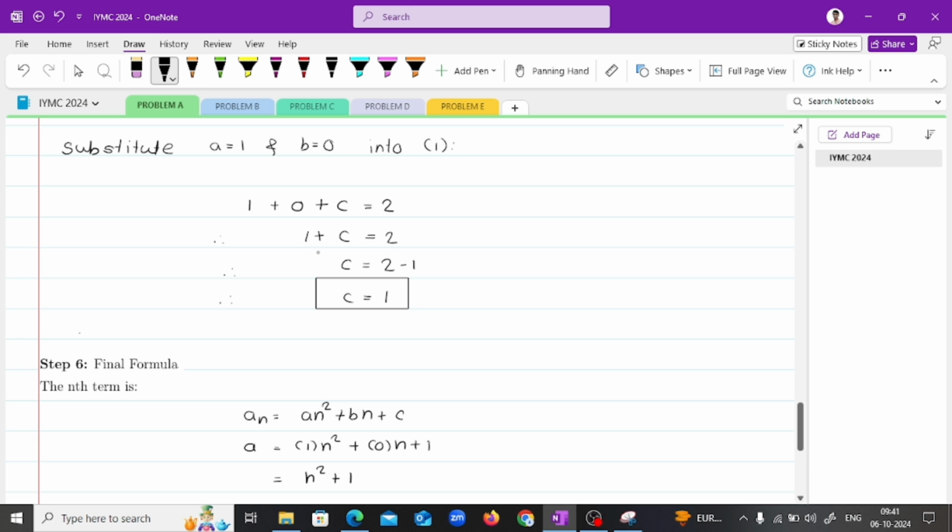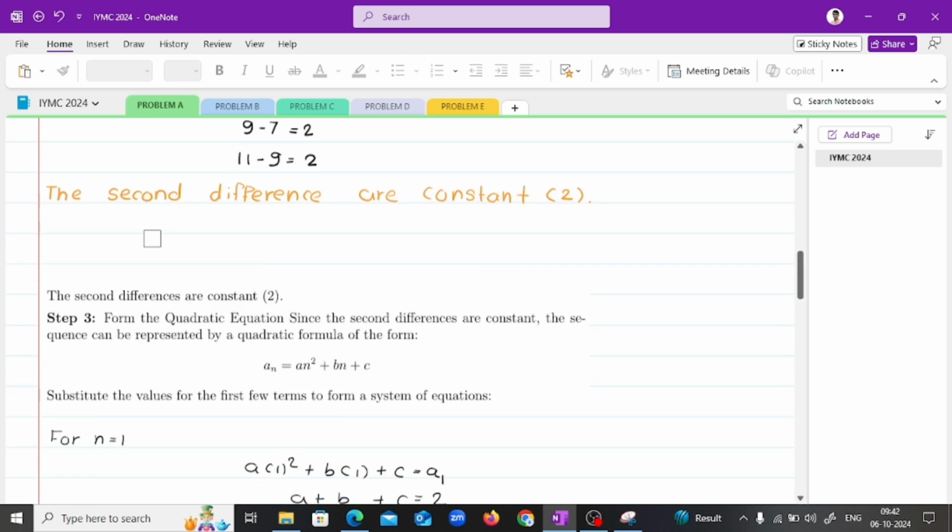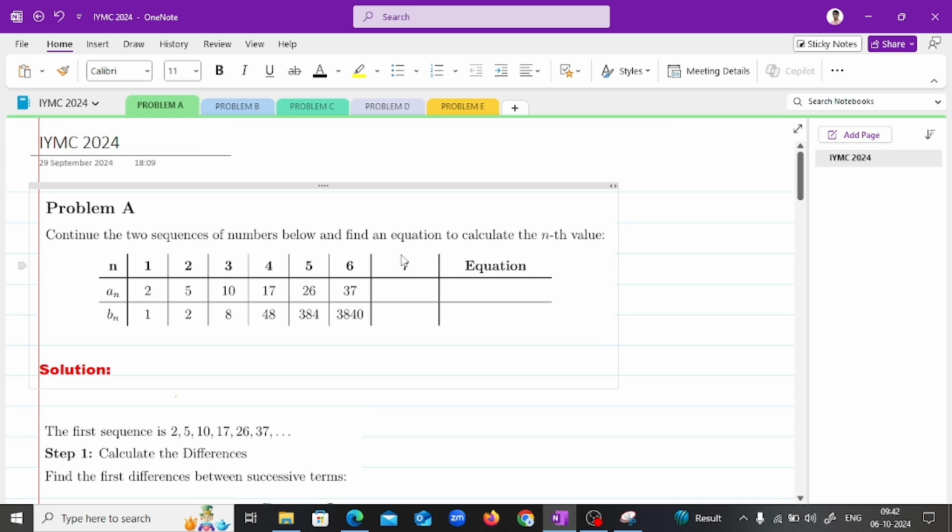Okay, I will write down this an. I will again write down this final formula in the red color. So an is equal to n square plus 1, and I will give a box to this formula. Okay, so by using this formula we can find any nth term. Our question was to find the 7th term of the sequence, right?